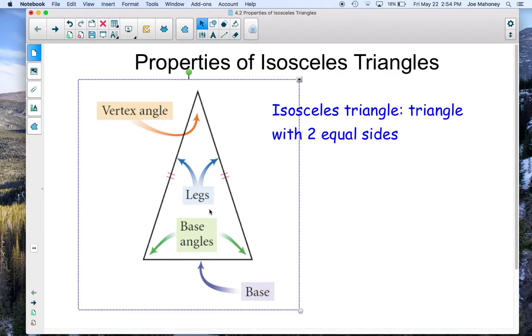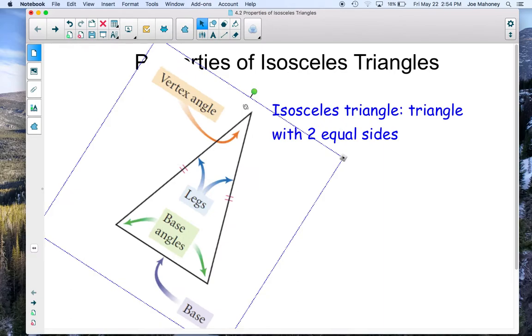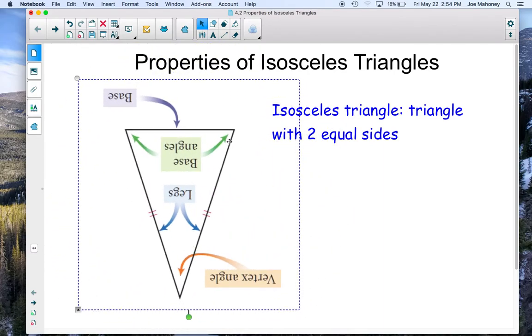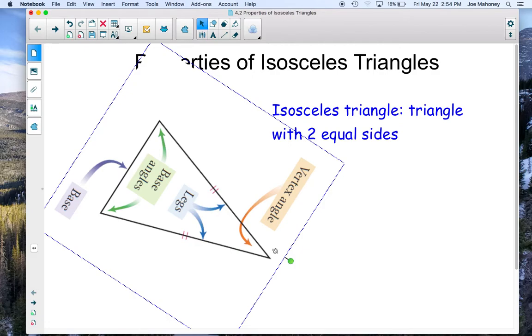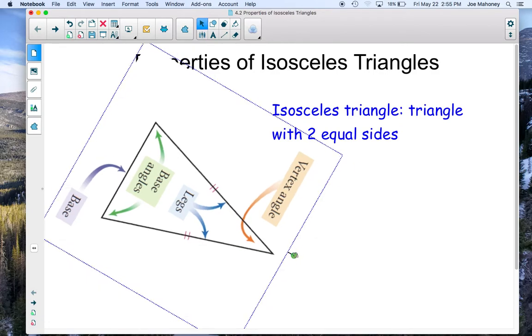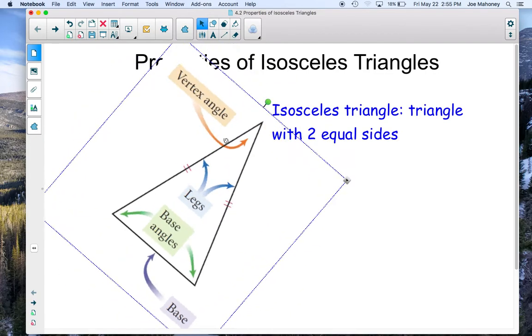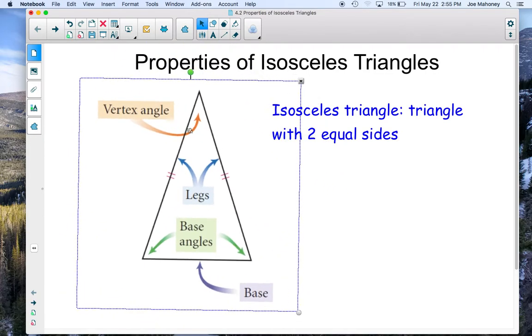Now, are you okay if I turn my triangle this way and the base is on top? Or even worse, if the base is like somewhere over there, or if I make one of those legs look somewhat horizontal like that, it's all okay. The base is the side that's not equal to the other two.